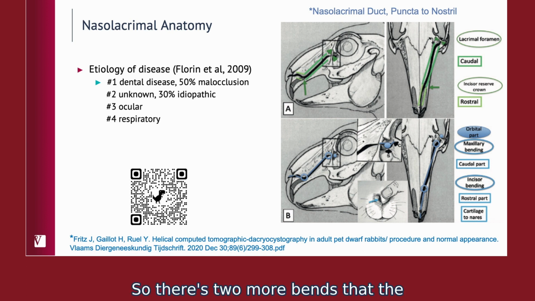So there's two more bends that the nasolacrimal duct takes before it actually exits out the nose. There's a lot of soft tissue there, and that's another high-risk spot. So if it's not the teeth, then it's probably just idiopathic. About 30% of the underlying causes of nasolacrimal disease can never be determined. But if it's not the teeth and it's not idiopathic, then it's going to be ocular or respiratory.